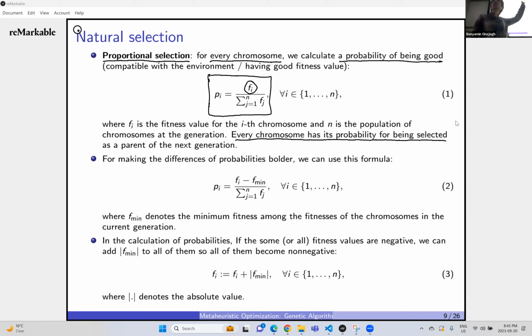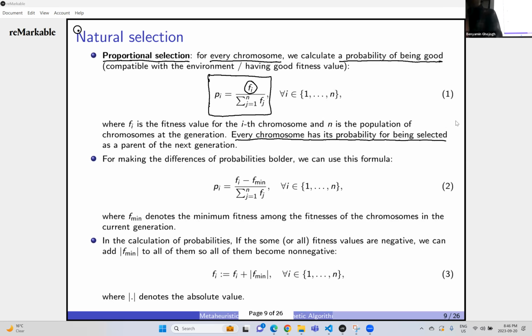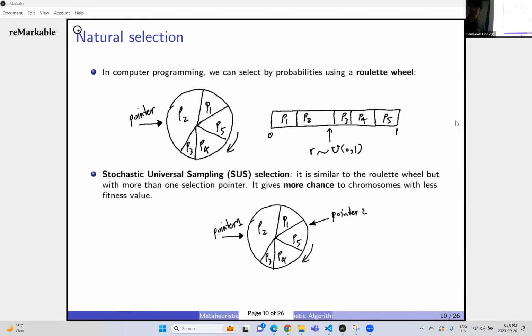If I sort the probabilities from largest to smallest and only take the best probability, it becomes the elitism selection method. However, I don't do that. I make it stochastic. So I choose by probability. Let me explain this. How can I use the probabilities? I have a bunch of n probabilities for n chromosomes. There is a technique in computer programming, specifically for stochastic optimization, and that's called the roulette wheel.